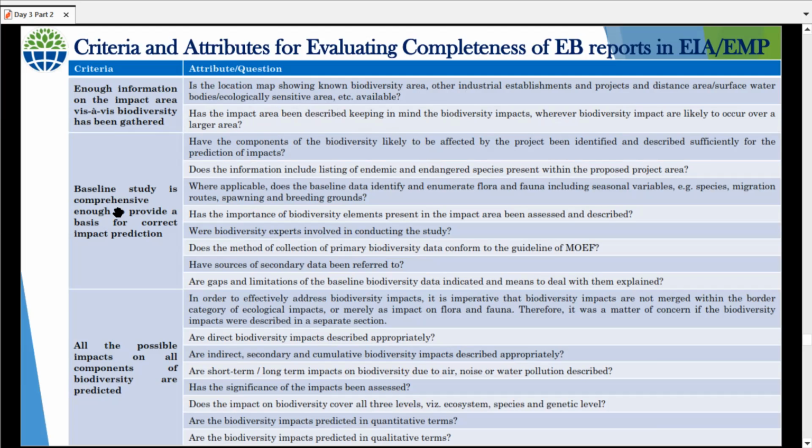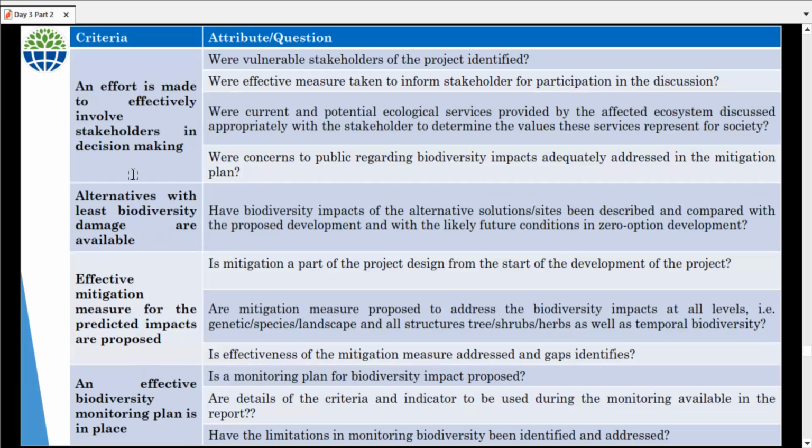In case of baseline study, you can ask questions like: have components of biodiversity been covered? Does the information include the listing of endemic or red list species? Are the applicable laws for the area mentioned? Has seasonality been mentioned? Has the importance of biodiversity elements been presented? What biodiversity expert was involved in conducting the survey? Has the method of collection been standardized or not? Have secondary sources been referred to, and what are the gaps? So these are the baseline quality questions. In that way, you can ask one by one what type of questions we require.